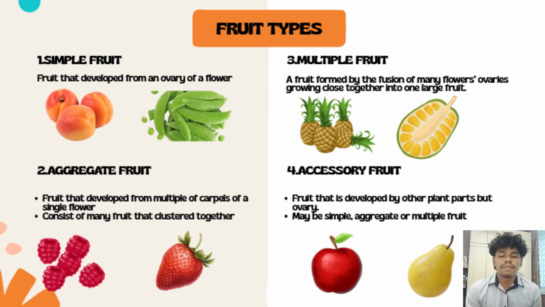Examples for simple fruit are peaches and beans. Examples for aggregate fruits are raspberry and strawberry. Examples for multiple fruits are pineapple and jackfruit. And lastly, examples for accessory fruit are apple and pear.